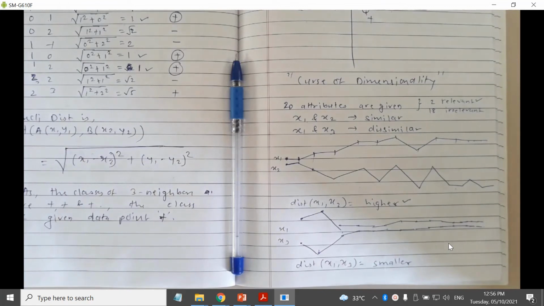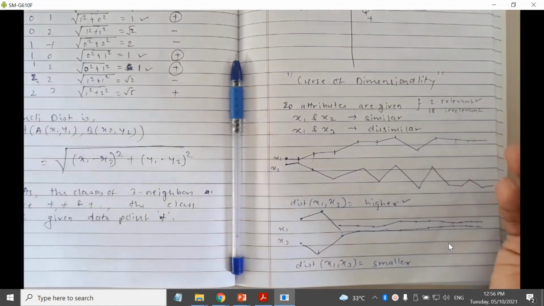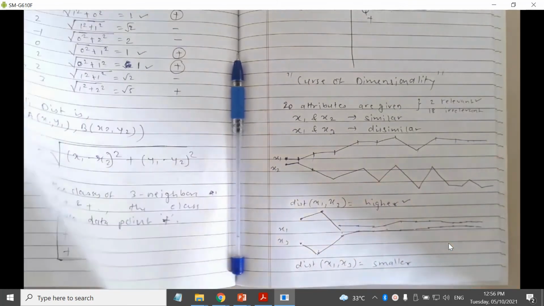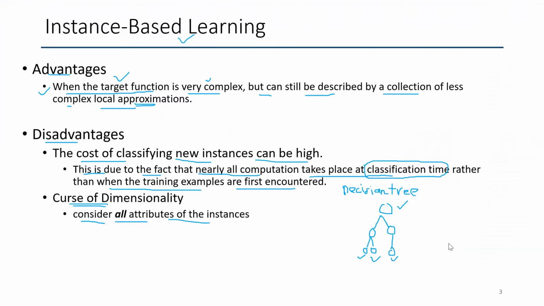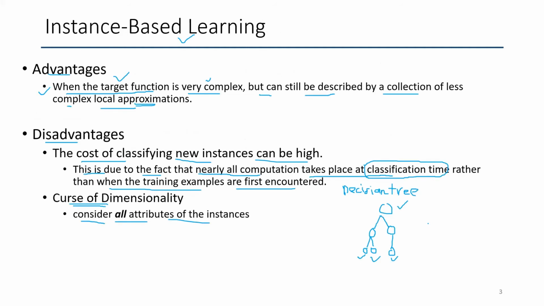Got the concept? So when you consider all the attributes, you may have some irrelevant attributes there, that we actually have to eliminate. Yes, so the reason for curse of dimensionality is that you are considering all the attributes and you are giving equal importance to each attribute.